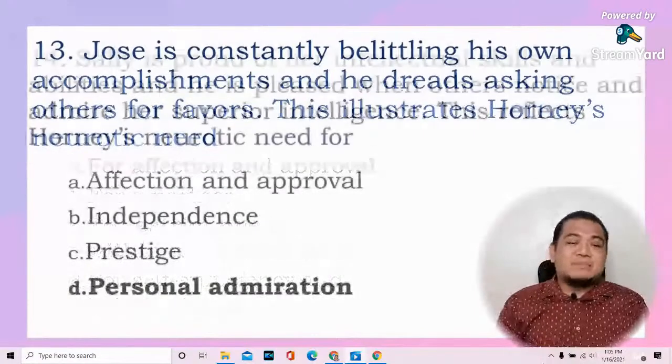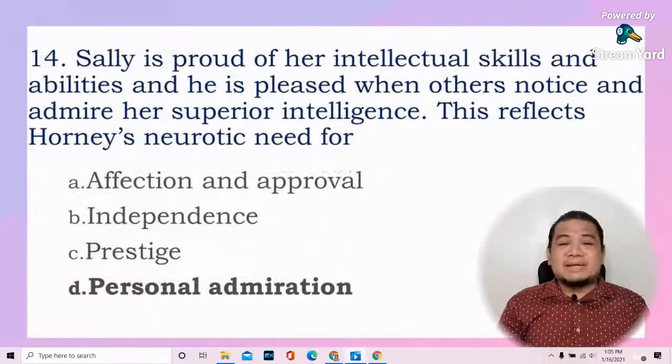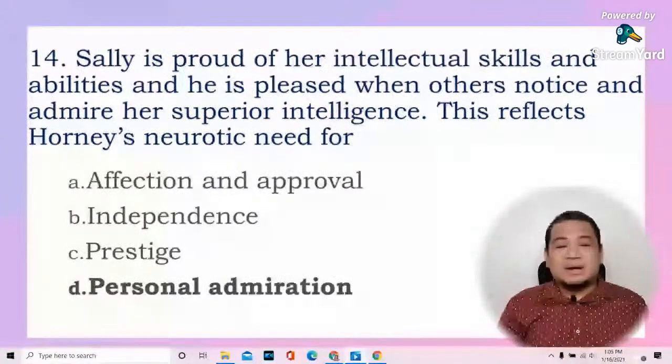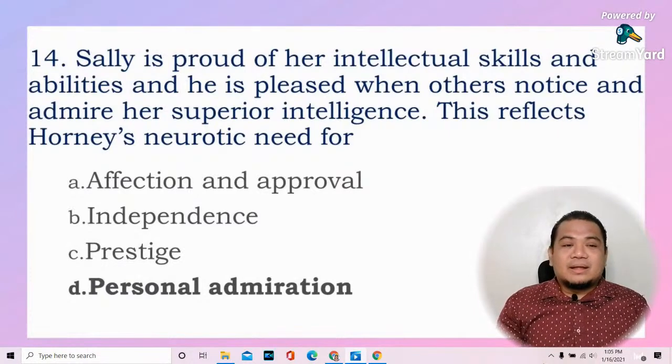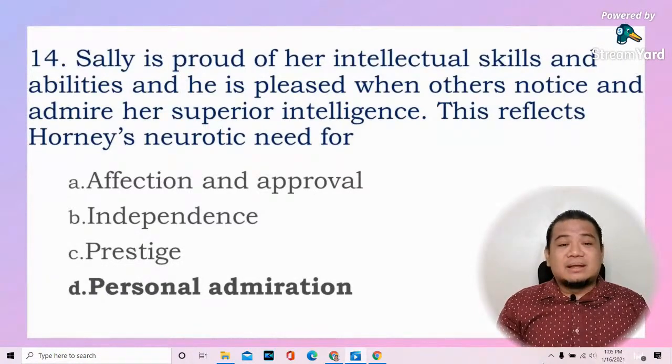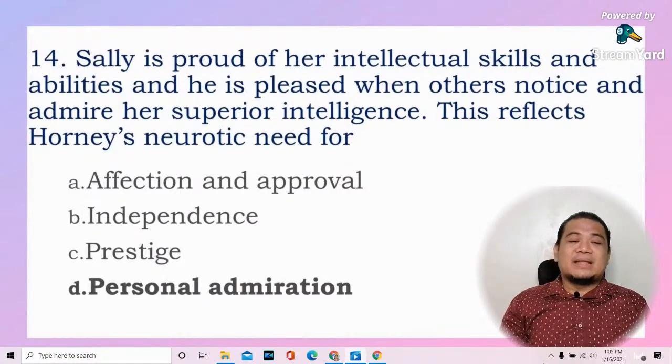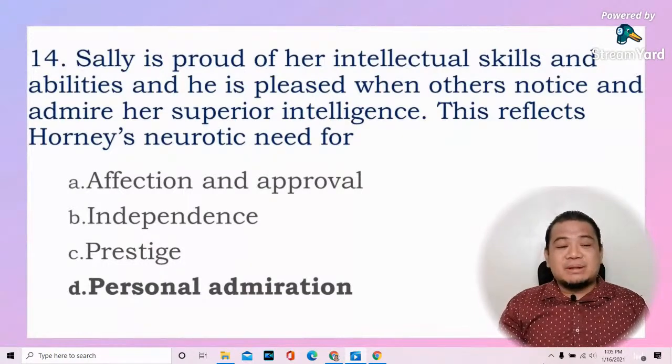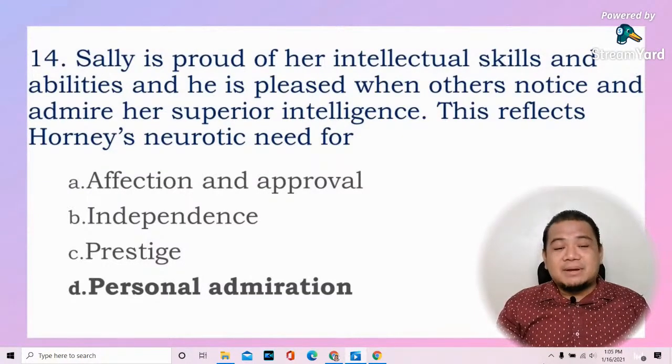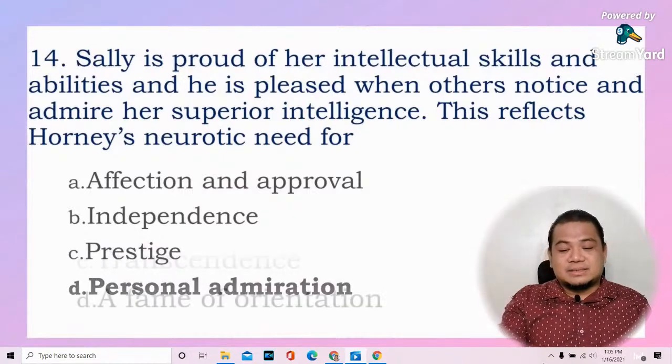Number 14. Sally is proud of her intellectual skills and abilities, and she is pleased when others notice and admire her superior intelligence. This reflects Horney's neurotic need for letter B, personal admiration. The neurotic need for personal admiration: they have a need to be admired for what they are rather than for what they possess. Their inflated self-esteem must be continually fed by the admiration and approval of others.